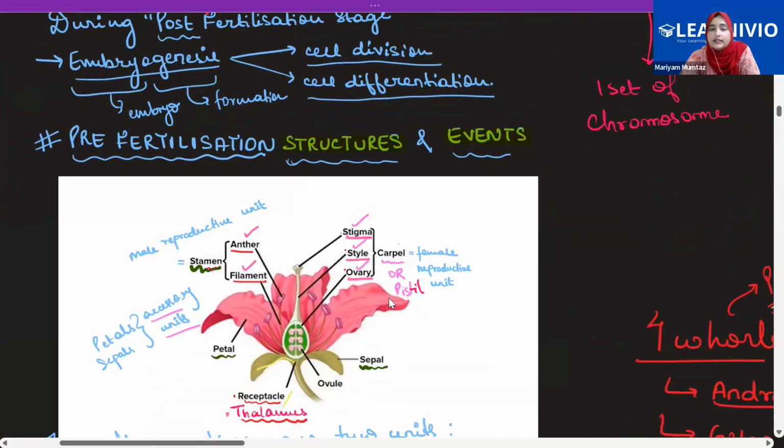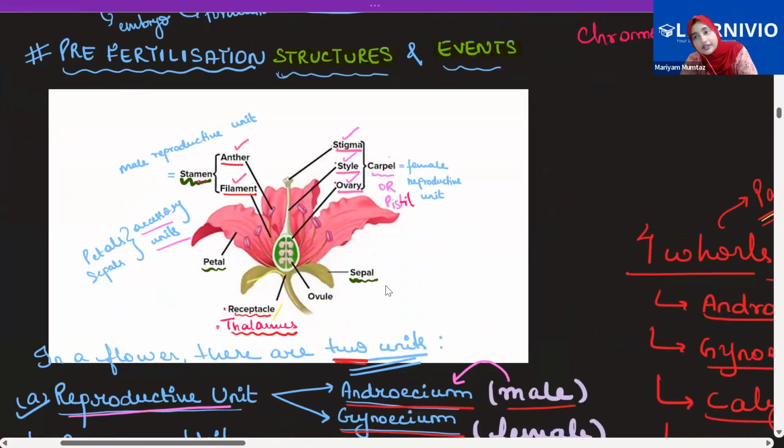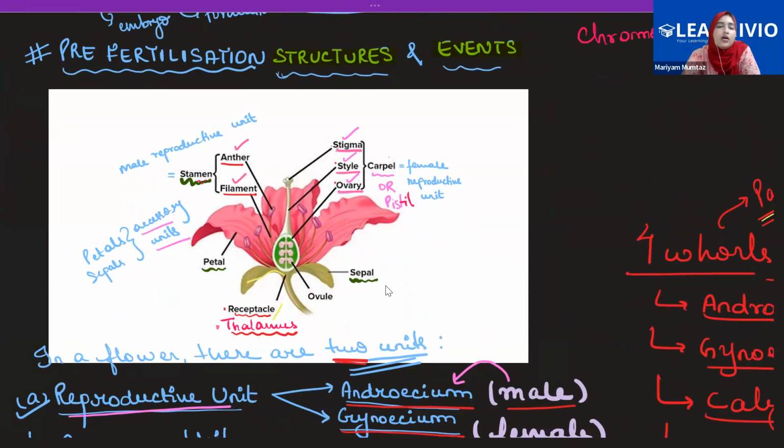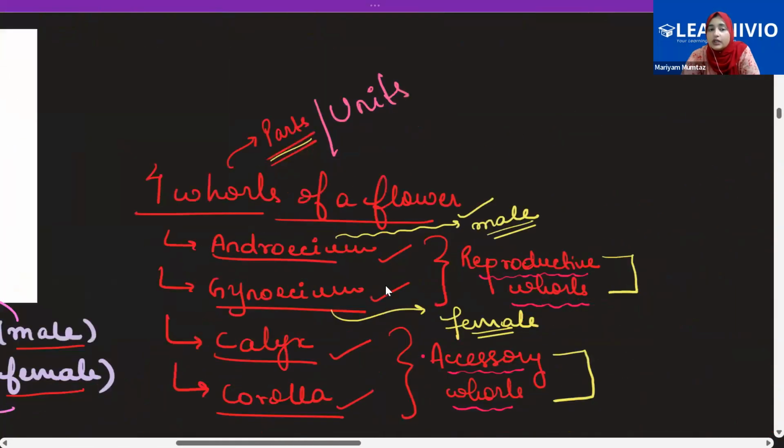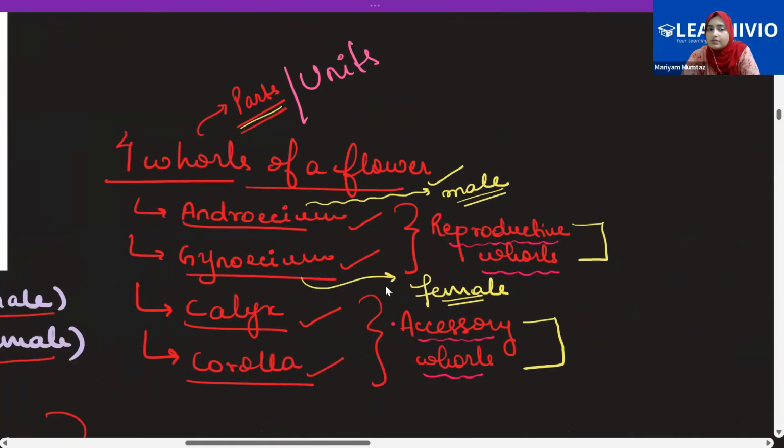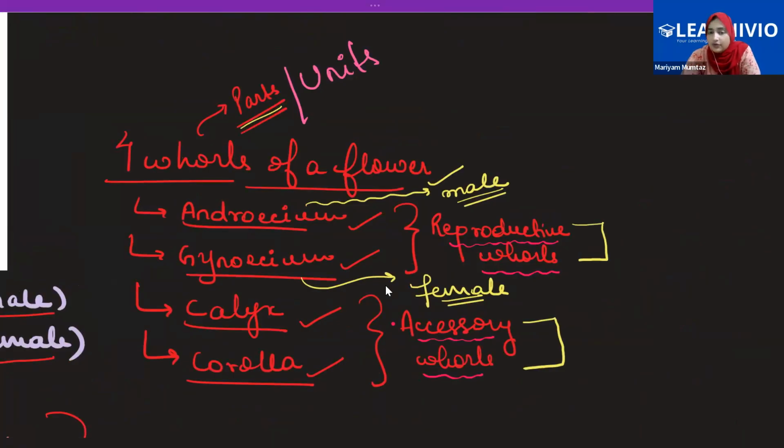Now talking about the pre-fertilization structure and the pre-fertilization events that take place. Before all of these things, we have to study the structure of a flower. So in a flower, there are 4 whorls or 4 basic parts: androecium, gynoecium, calyx, and corolla. Now, androecium is the male reproductive whorl and the gynoecium is the female reproductive whorl. These two are the most important parts of a flower. Then there are the calyx and corolla, which are the accessory whorls of a flower.